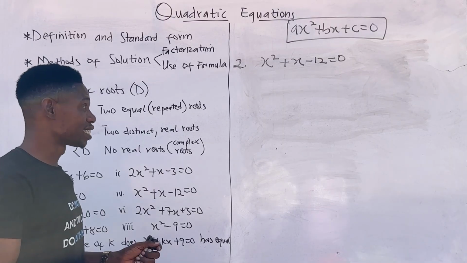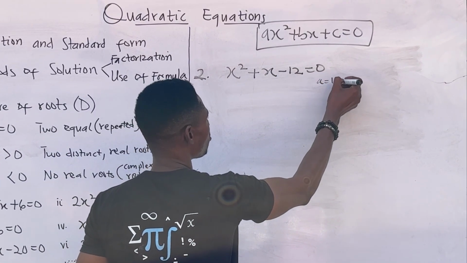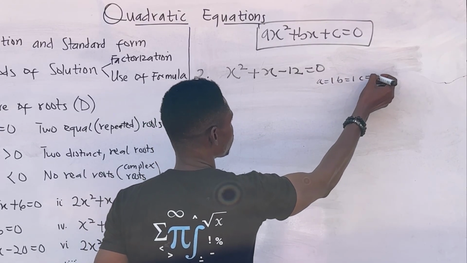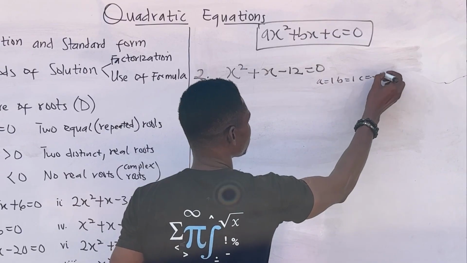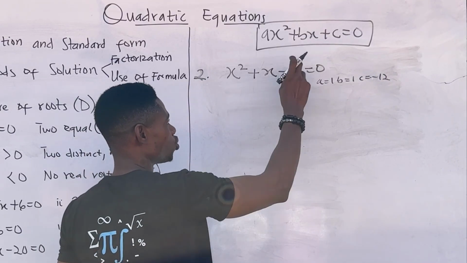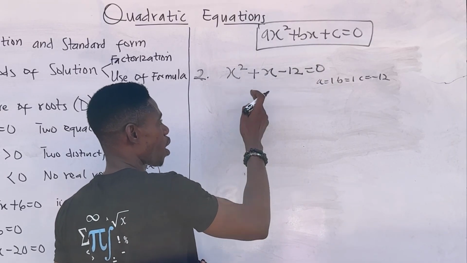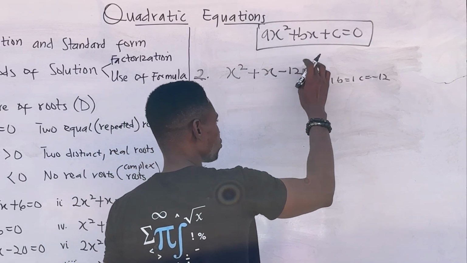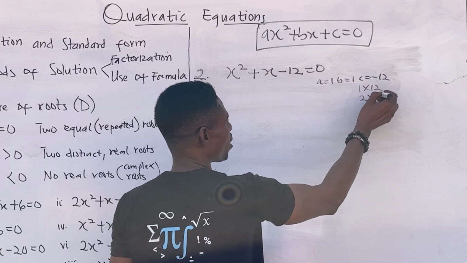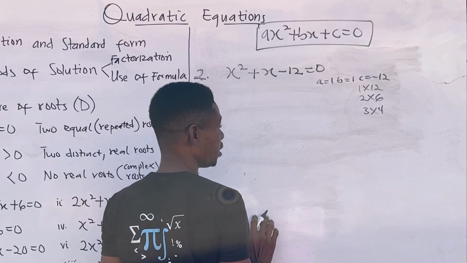Now, what did I say we would do? Our A is 1. Our B is 1. Our C is minus 12. So look for two numbers that, when we multiply, give us C, and when we add, give us B, which is 1. So what are the factors of 12? 1 multiplied by 12, we can't get that. 2 multiplied by 6, no. 3 multiplied by 4, yes.